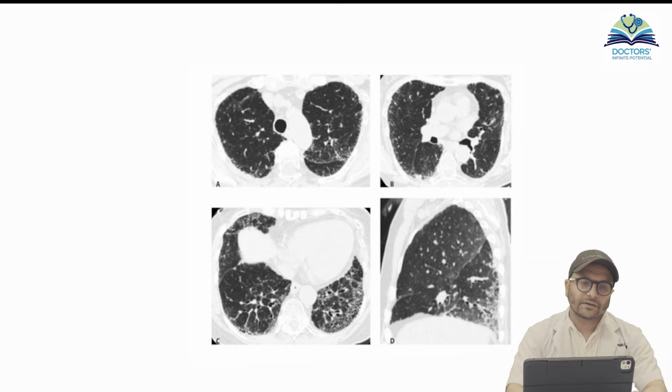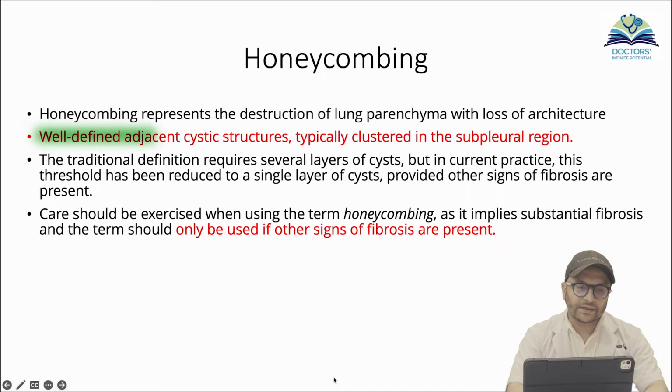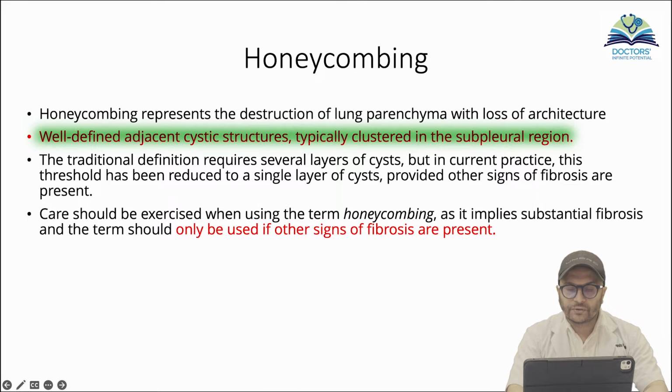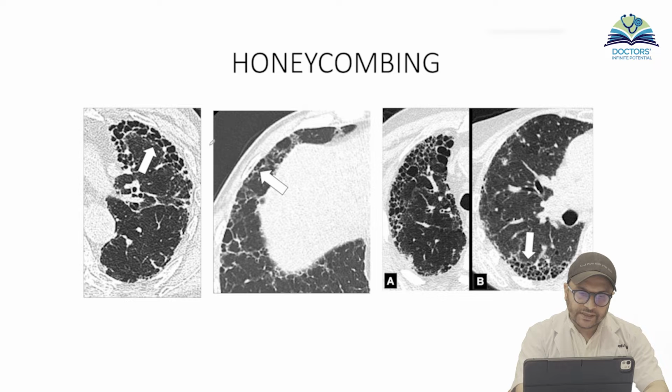And the next term that we need to know is honeycombing. Honeycombing is actually well-defined adjacent cystic structures that are typically clustered in the subpleural region, and it should always be used if there is a sign of fibrosis. These are multiple cystic spaces stacked upon each other in the subpleural region, giving a typical honeycombing appearance.